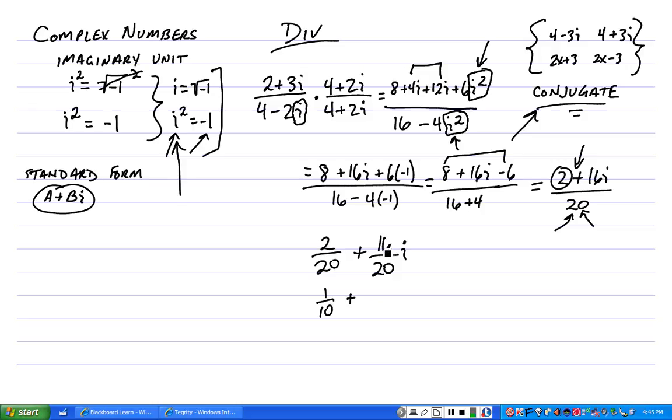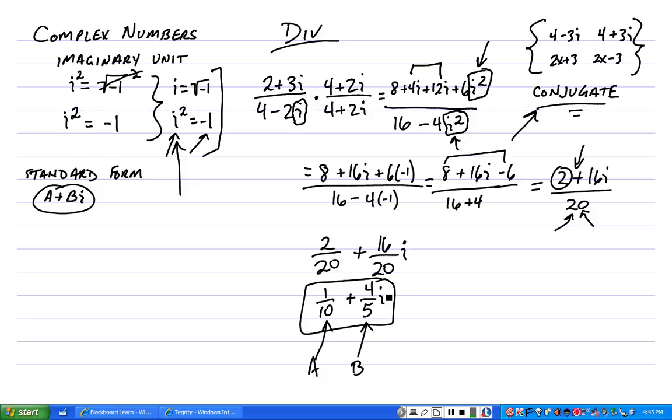4 goes into 16 4 times, 4 goes into 20 5 times, so it reduces down to 4/5. So your answer in standard form ends up being 1 over 10 plus 4/5 i. So this whole thing is my a, that fraction there is my b, and there's my i. So a is 1 over 10, b is 4 over 5. There's my i. There you see an answer written in standard form.